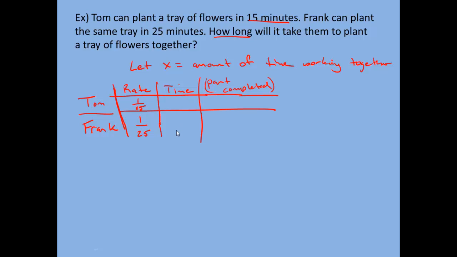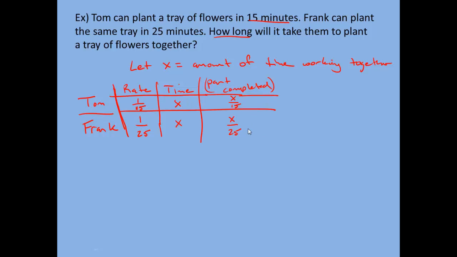The next column is going to be time. And the time we're looking at is the time that they work together. Well, that's what we let our variable equal. That's what we're looking for. So the time here is going to be x. It should be the same for both of them, because the time working together should be the same. And then the part of the task they completed. When I say the part of the task they completed, really all you're doing is multiplying the rate times the time, and it'll give you the part that they completed. So 1 over 15 times x is the same as saying x over 15. And 1 over 25 times x is the same as saying x over 25. So basically, if you take the rate times their time working together, that'll give you the part each person completed.